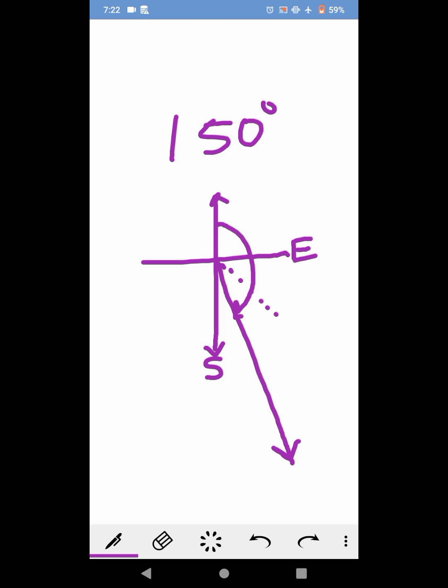If you are to split, you will have here to be 90 degrees. You have here to be 60 degrees. Of course, here must be 30 degrees. So that's the idea about splitting.